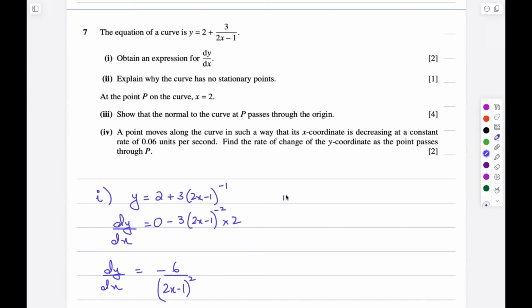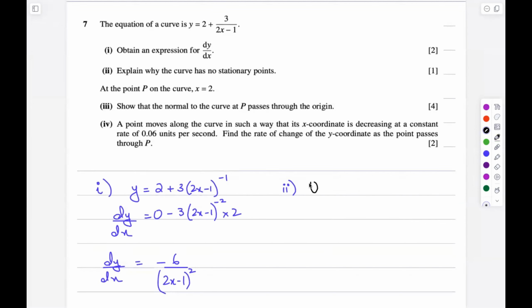In part 2, it says explain why the curve has no stationary points. For a stationary point, the dy dx is equal to 0. So if we write 0 is equal to minus 6 upon 2x minus 1 whole squared, this whole term cannot become 0. So we can say that there are no values of x for which the dy dx is 0. This is not possible, so there are no stationary points on the curve.